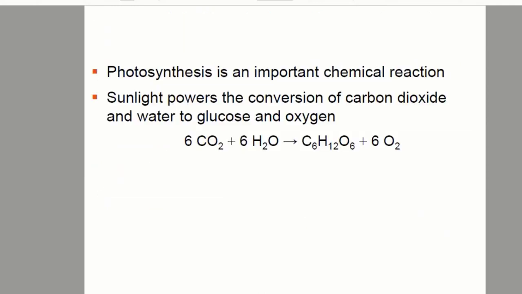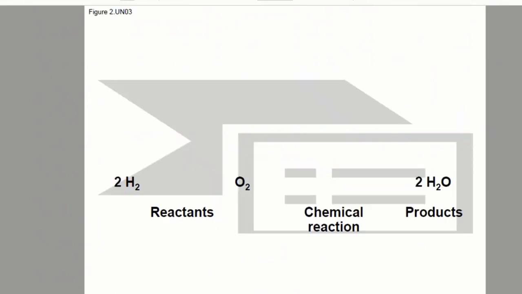So also photosynthesis. We all know what photosynthesis is, but it is an important chemical reaction, powered by sunlight, which converts carbon dioxide and water to glucose and oxygen. This is the formula of that chemical reaction, where you've got carbon dioxide plus water, and you find that you get C6H12O6 plus 6O2.